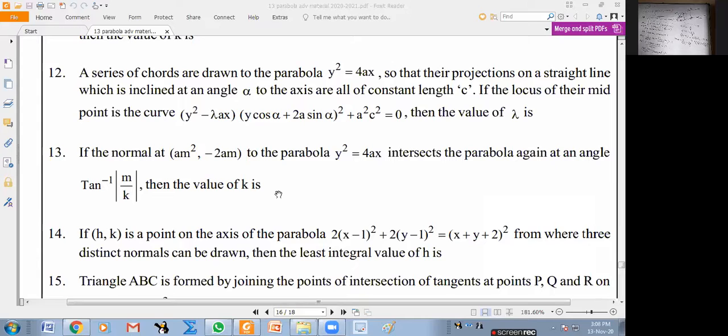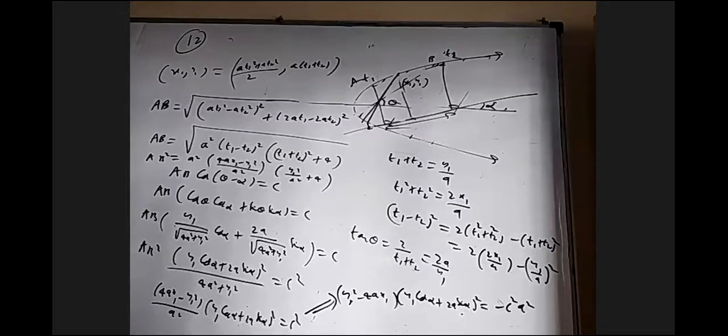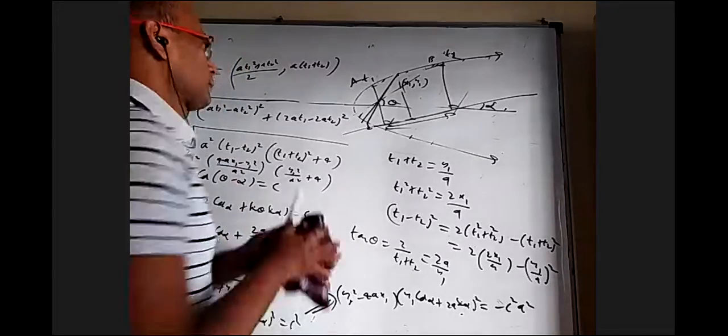Yeah, we got the answer. That is good. Okay. I can just reverse this and bring this a square multiplied minus. So I'll get y1 square minus 4a x1 into y1 cos alpha plus 2a sin alpha whole square equal to minus c square a square, which I can bring this side. So this lambda is 4. That's all. Okay, I'm going to explain the question once again.